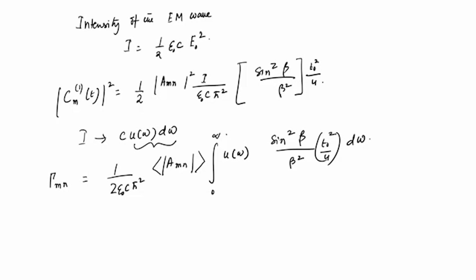Okay. So, let us go back and do a simpler problem, and the simpler problem is just a 2 level problem, where instead of m and n we will simply talk about 1 and 2. Okay. So, let us see what that gives. Time dependent perturbation theory for a 2 level problem.